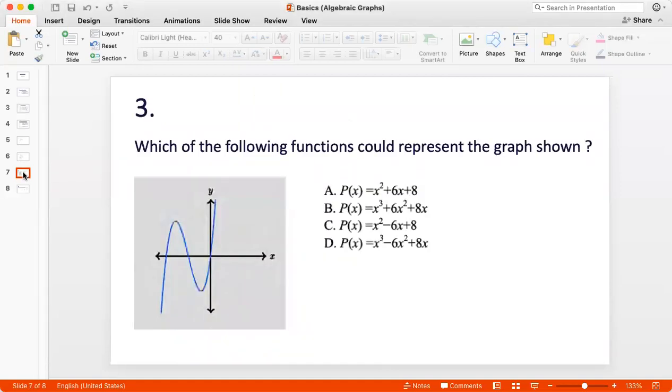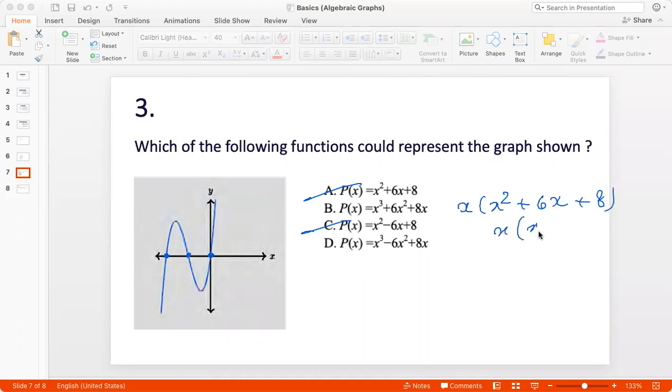Okay, question 3. Which of the following functions could represent the graph shown? So the first thing I notice is that I can see 3 intercepts. So that means my function has to be a cubic function. It clearly has 3 real roots. So I can cancel A and I can cancel C because they are quadratic. Now, if I look at option B, I can write it as x times (x squared plus 6x plus 8), which is x times (x plus 2) into (x plus 4). So that is option B.